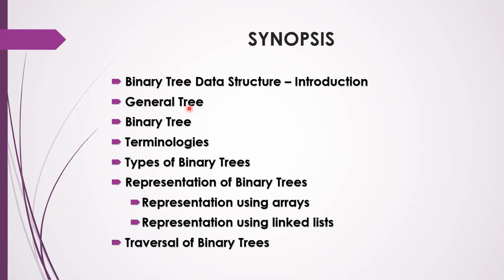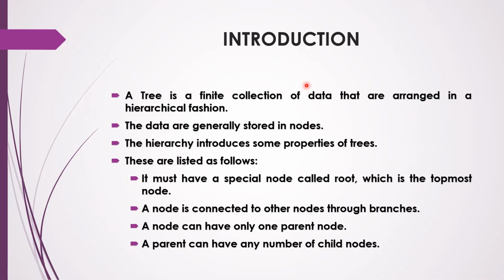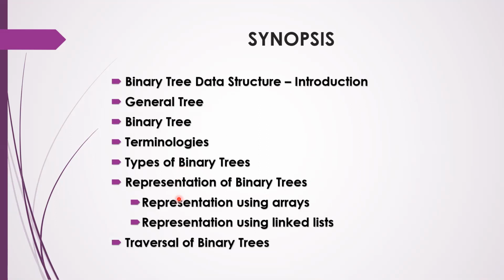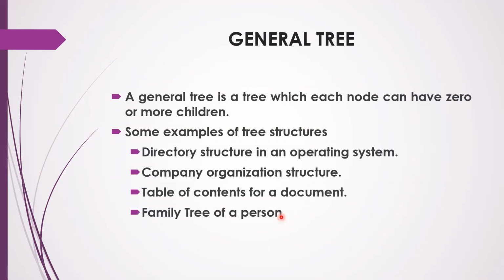So this synopsis is also like a tree structure, like we have binary tree data structure, introduction today, general tree, binary tree. So there are subcategories. As you can see, in representation of binary, you have subcategories. This we will see in the next class, but we have subcategories here. So this is a tree data structure: table of contents, index. Before the book, you have an index. That is a tree data structure.